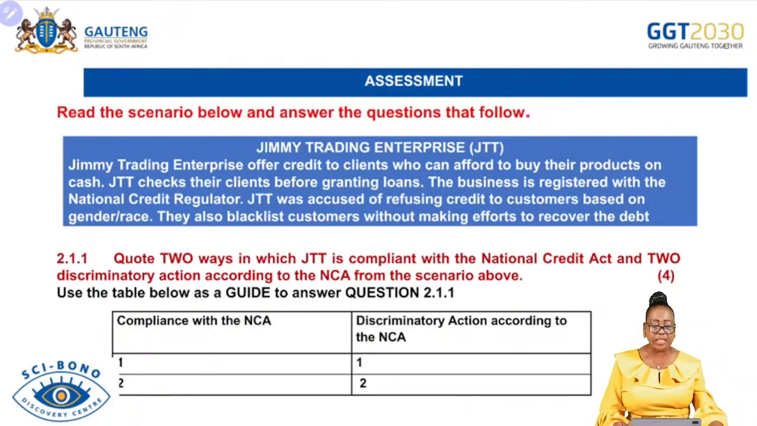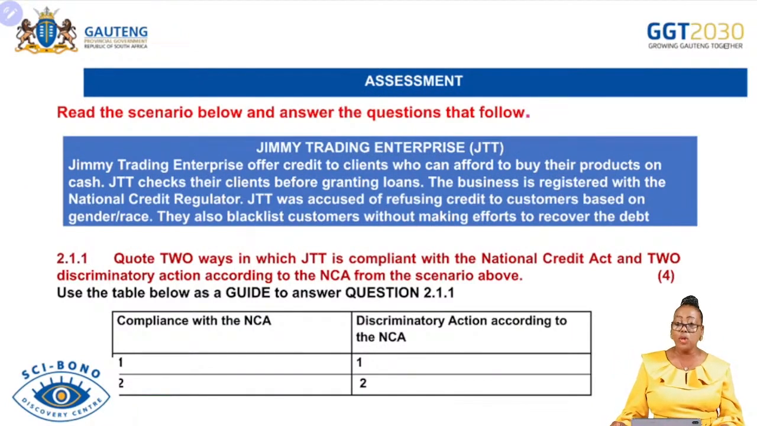Now, quickly, if you look at this assessment, it says we're now going to look at whether we understand what it means when we talk about the assessment. Read the scenario below and answer the questions that follow. Jimmy Trading Enterprise offers credit to clients who can afford it. Oh, they're clever. Jimmy is very clever. Do you see that? He's following the purpose of the National Credit Act. It continues to say, JTT checks their clients before granting loans. Wow, good. So that not everybody, even those that are not qualifying, they check them first.